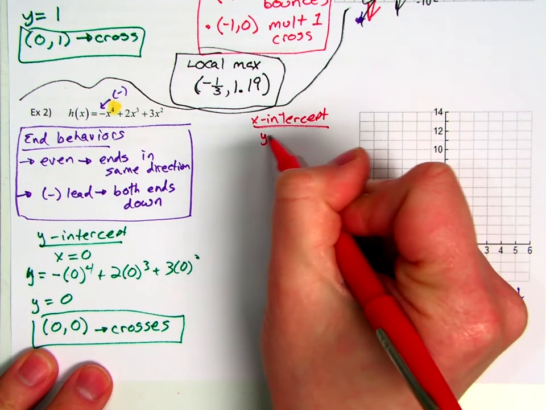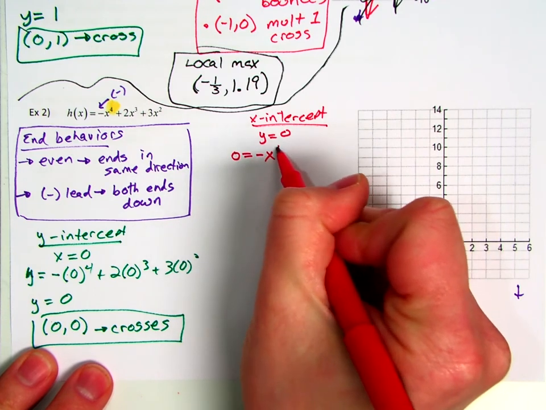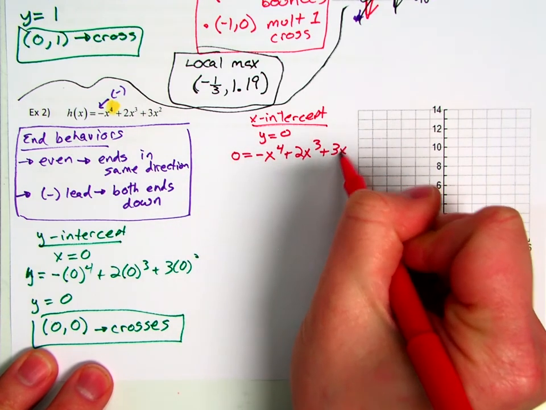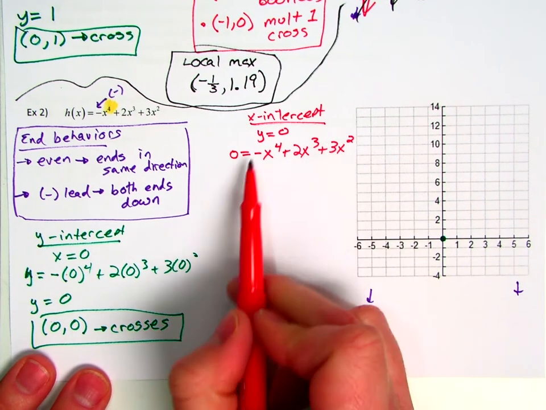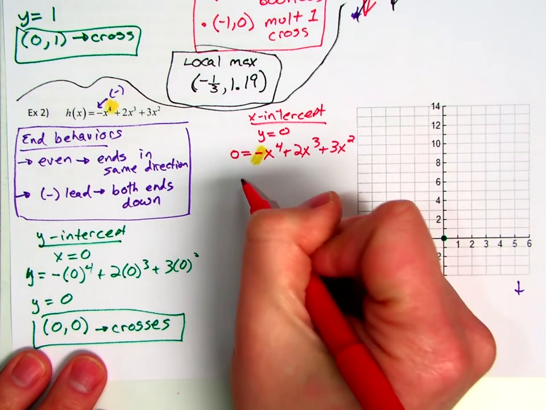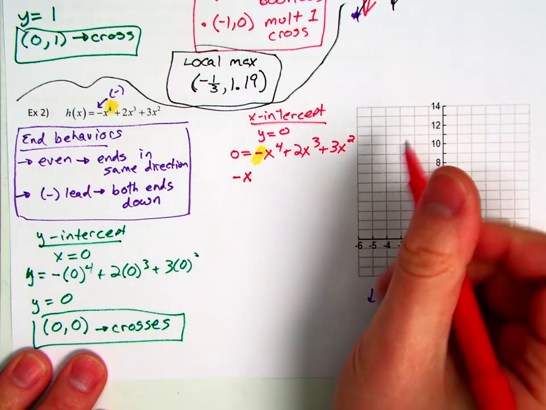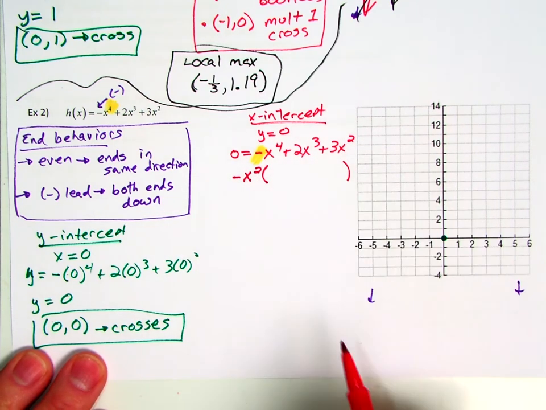So the x-intercept means that the y value is 0. So I know that 0 equals negative x to the 4th plus 2x to the 3rd plus 3x squared. This one I'm going to solve by factoring. The first thing I'm going to look for is a GCF. Remember, since my lead coefficient is negative, my GCF has to be a negative. There's x's in all of these, and the smallest exponent is 2, so my GCF is negative x to the 2nd.